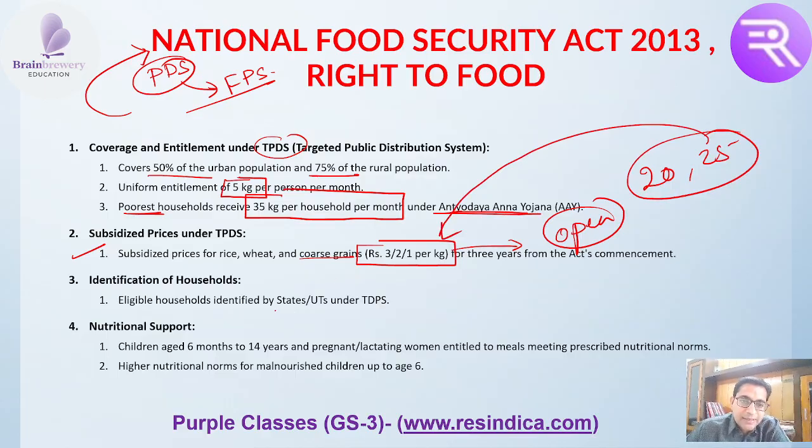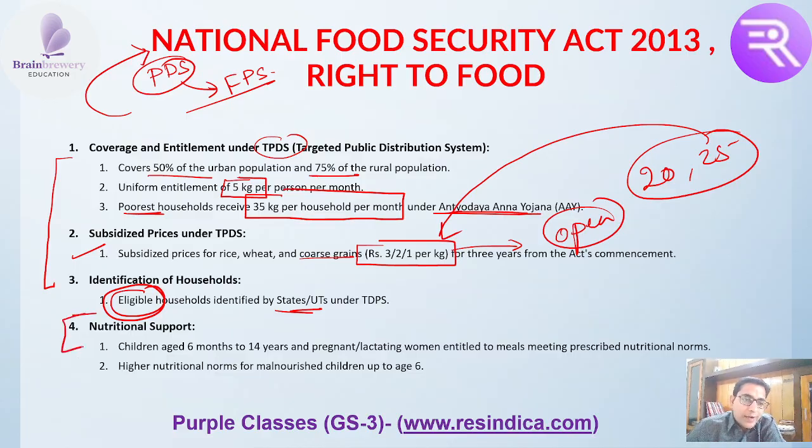So the state government has a role to identify which households come under the poorest of the poor, or are below the poverty line. Okay, so this is how the state government is identifying these people, and they are getting their share of 5 kg per person per month, a uniform entitlement.